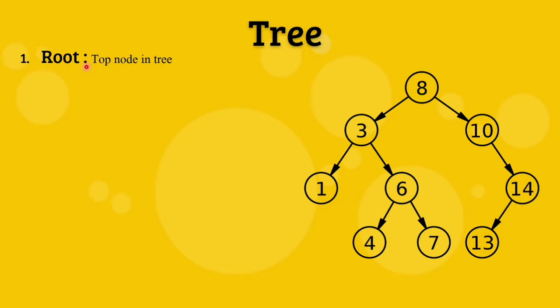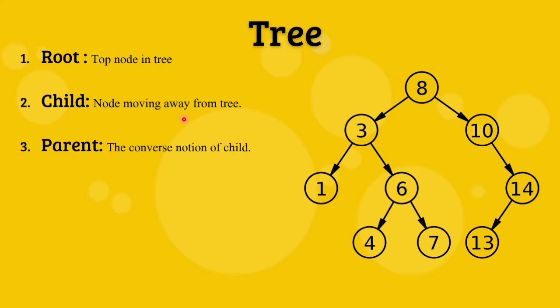Here we have the root, the top node in the tree. So here our root node is 8. Then we have child, a node moving away from the root. So here 3 is the child of 8. A node moving away from the root is called a child. Then we have the parent, the converse notion of the child. So here our parent is 8; although it is the root, it is always a parent too. Then 3 is also a parent of 1 and 6, and so on.